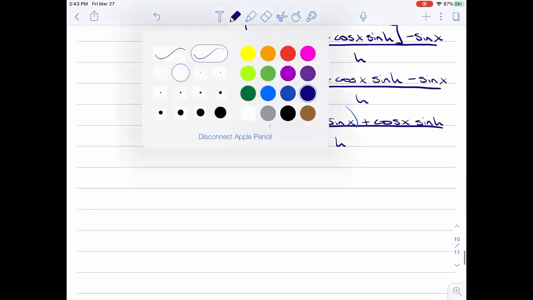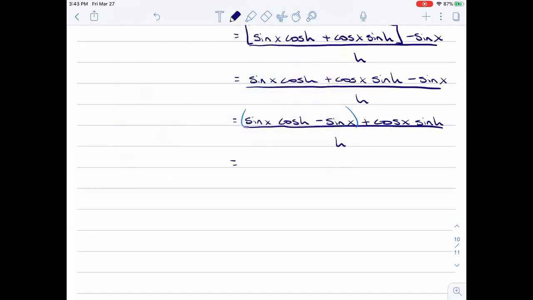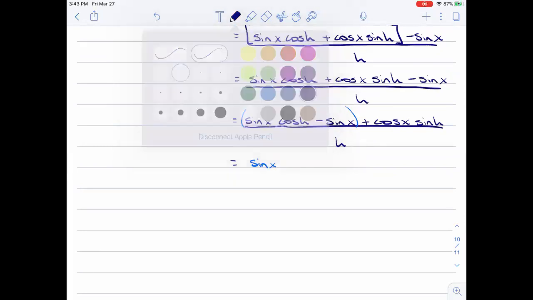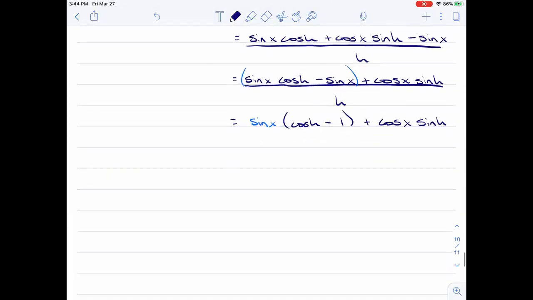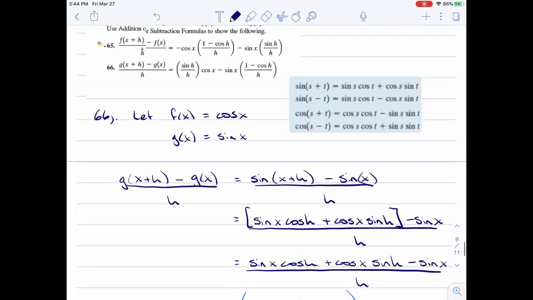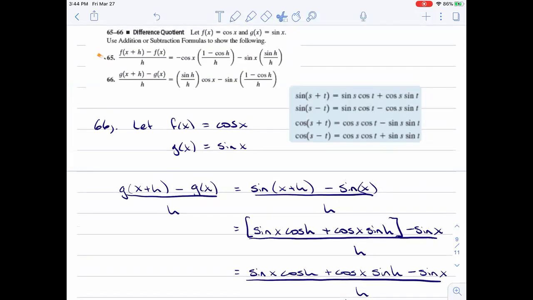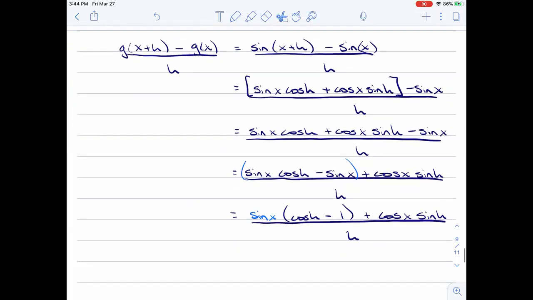I can pull out a common sine x. So I get sine x times cos h minus 1, plus, and then I'm going to leave this cos x sine h over h. Let's see if that gets me any closer. I'm just going to keep a reminder close by of what I'm working towards.